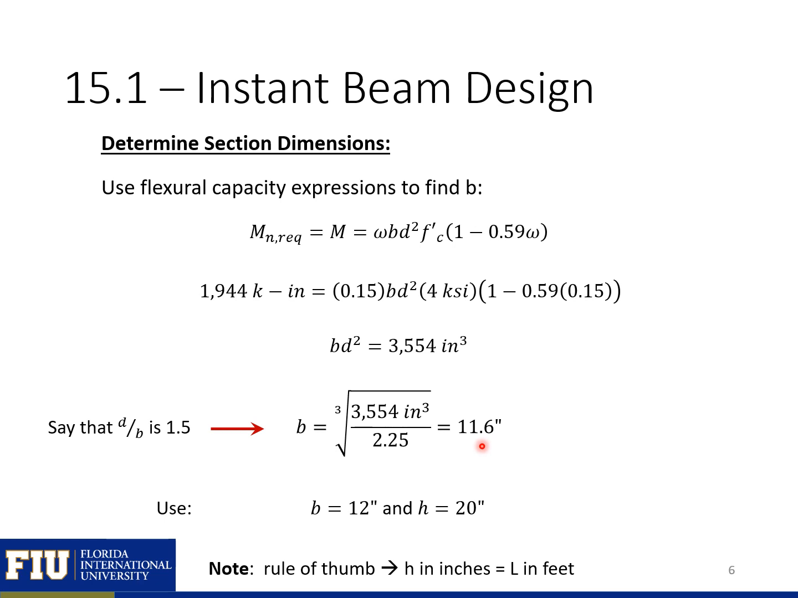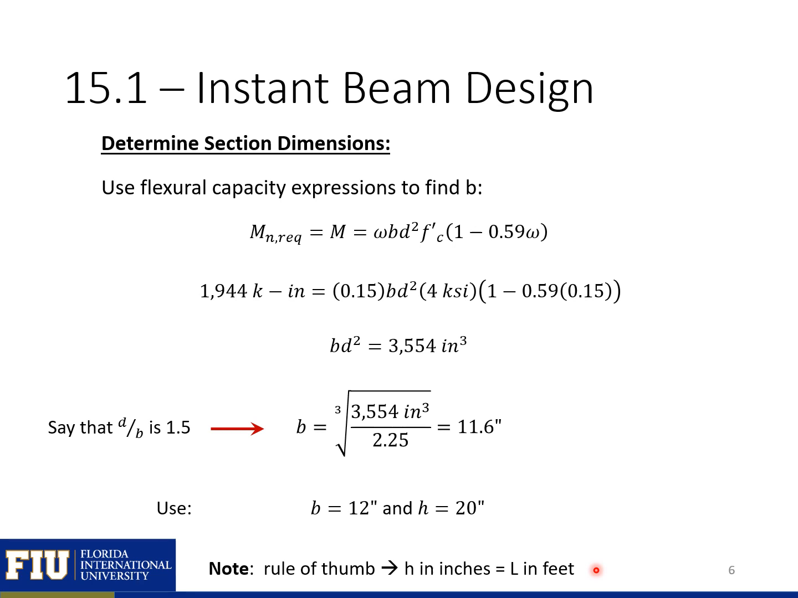We want to round this to the nearest whole inch, or we can round it up here to a b equal to 12 inches. So typically we'll round it to a whole inch, and typically we'll round it to an even inch as well, just to make it more constructible. Our height in this case, we're going to use our rule d over b about equal to 1.5, and so here we'll have an h about equal to 20 inches. So we're going to start with a section here with a b of 12 inches and an h of 20 inches.